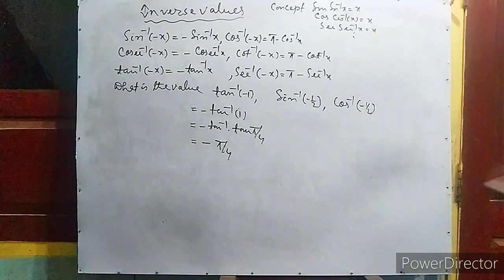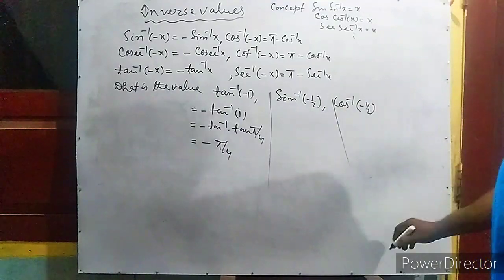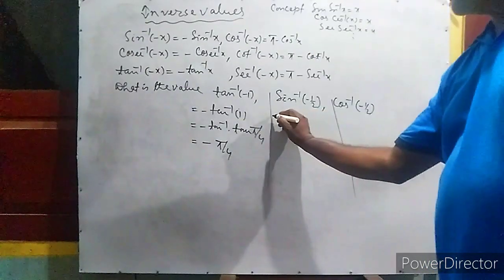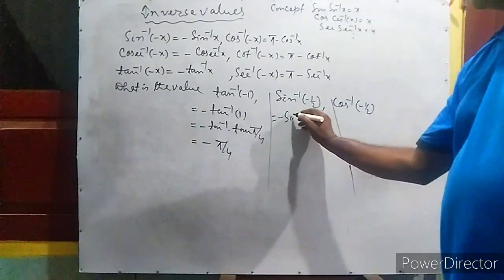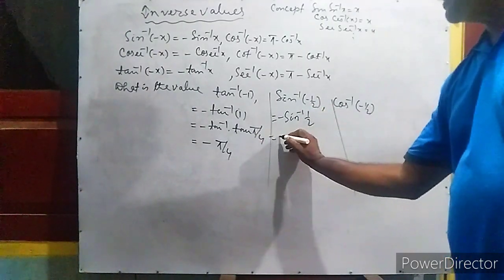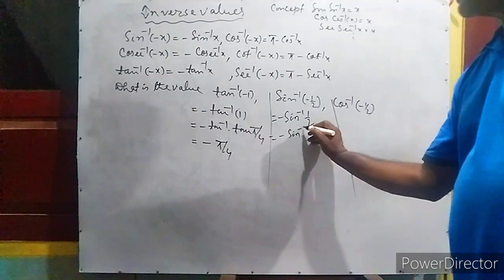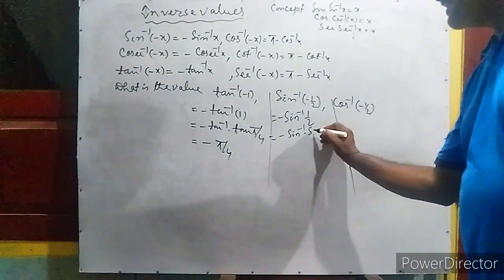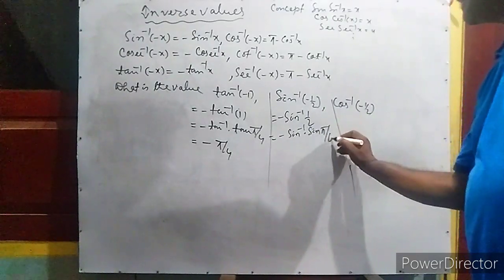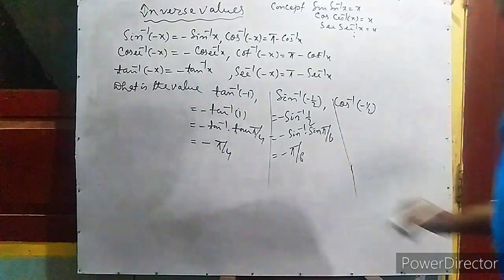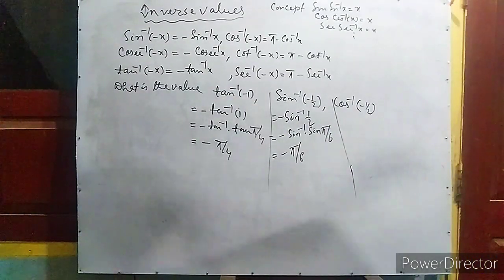Similarly, let's see the second question. Here also, remember the first formula: it is minus sin inverse 1 by 2. So again you write minus sin inverse 1 by 2. At what angle is sin equal to 1 by 2? Sin 60 degrees? No, sin 30 degrees, which in radians is pi by 6. So sin inverse sin cancels, and then we get minus pi by 6.